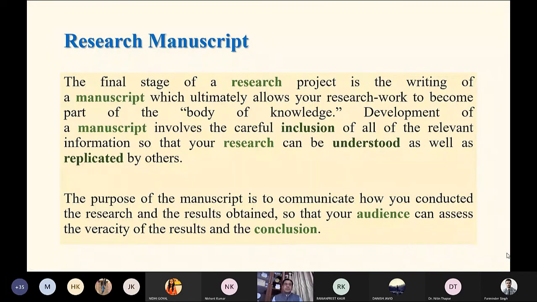The purpose of the research manuscript is to communicate how the work has been done: what we have included in the introduction, what research methodology has been used, what findings we have, and based upon those findings, what implications and suggestions we can offer. The purpose is to communicate how the work has been done, so that whosoever reads our paper can assess the veracity of the results and come to know the conclusions that we have.